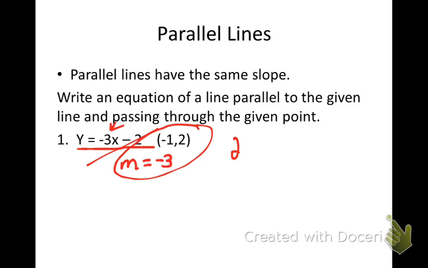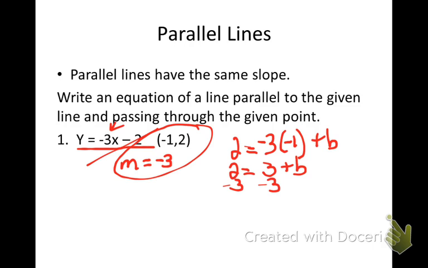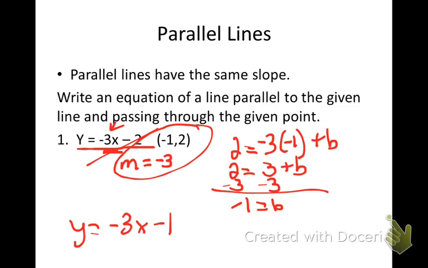So y is 2, m is -3, x is -1, we don't know b. So 2 equals, -3 times -1 would be +3, so I need to subtract 3 from each side and get -1 equals b. So my new equation is going to be y equals -3x minus 1, and it'll be parallel to this one because it does have the same slope.